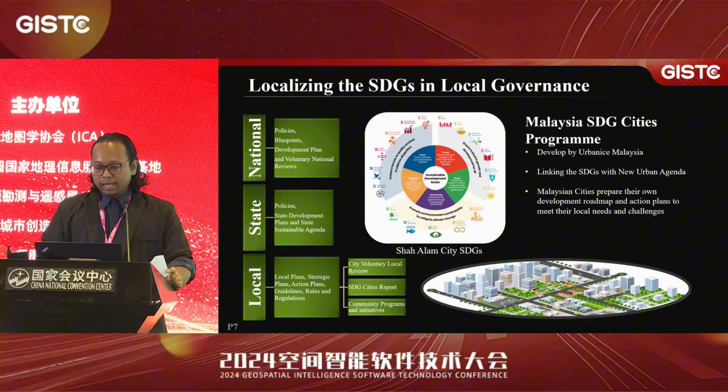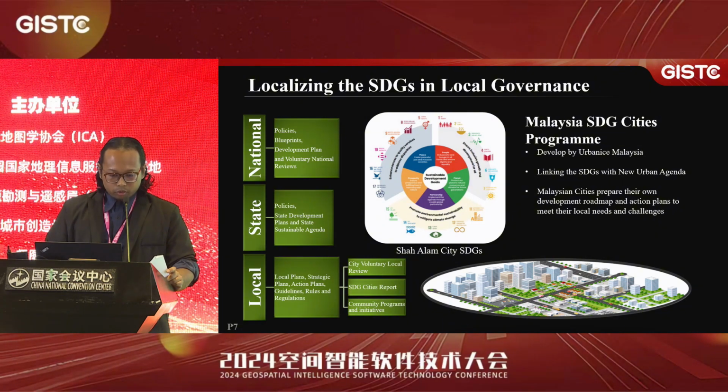Malaysia is also localizing the SDGs in local government, where the federal, state, and local governments have their own roles and responsibilities in implementing the SDGs. For example, the national level has its own policies, blueprint, development plan, and also Voluntary National Review. The state government must also make its own policy, state development plan, and state sustainable agenda, while the local council or local government must have its own local plans, strategic plans, action plans, guidelines, rules, and regulations.